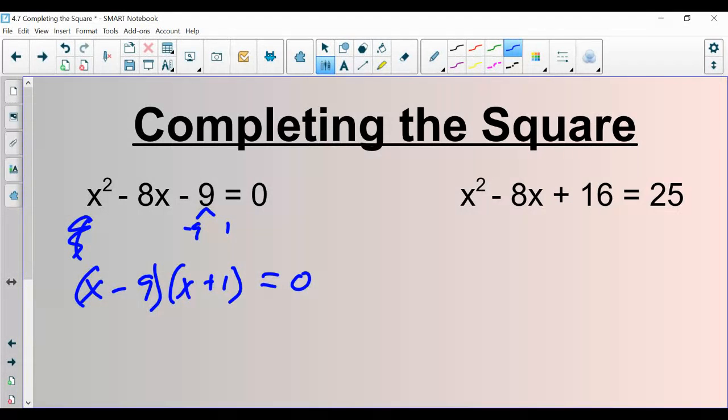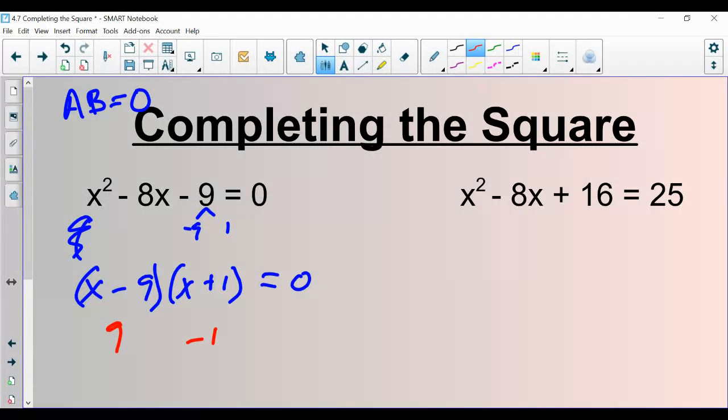And then we would use the zero product property. Remember, the zero product property says if you have A and you multiply by B and you get 0, then either A must be 0 or B must be 0, right? If two things multiply to 0, one of them had to have been 0. There's no other way to do that. So then we can just ask ourselves, what makes this parentheses 0? And that would be 9. We can ask ourselves, what makes this parentheses 0? And that would be negative 1.